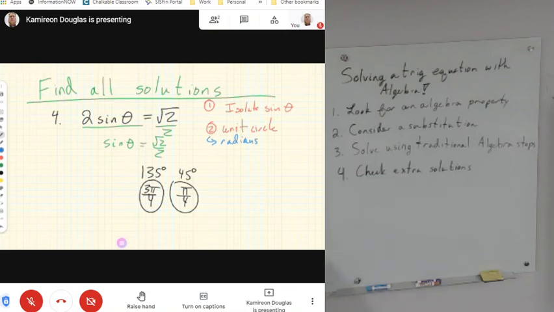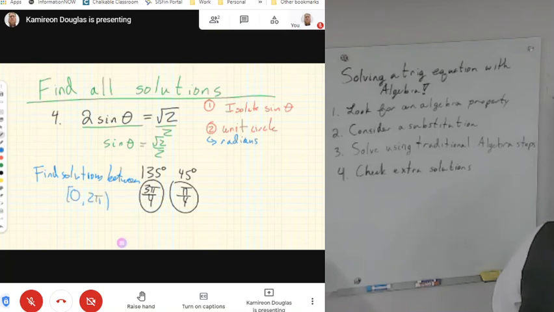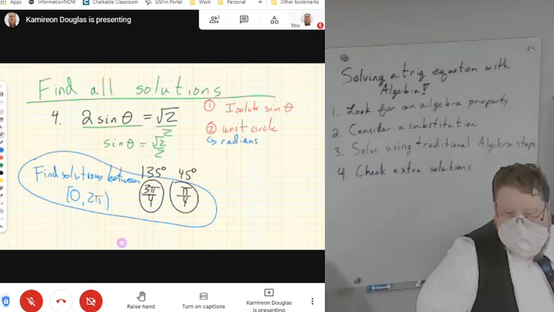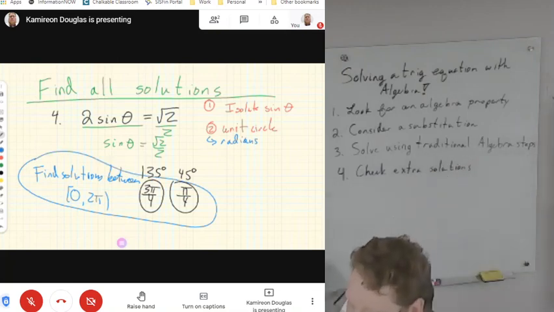Now, this is the correct solution if the problem says find solutions between 0 and 2 pi. This is the correct answer. About half your homework problems are this way, where they say, just focus on the unit circle ones. Don't worry about anything past that, which is nice, because those are the easiest ones. You just look at the unit circle, find them, you're done.